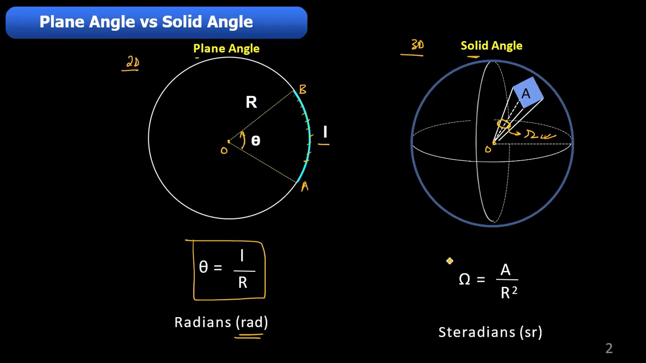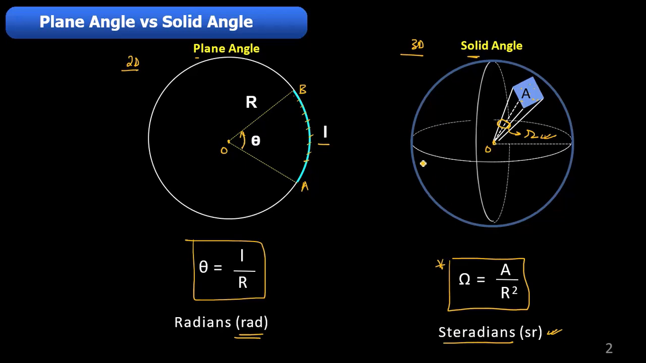The solid angle is defined as sigma, that is equal to A by R square. Now what is A? A is the area which has been observed from the point O, and all the points on A must be at the same radial distance R. Now the unit for this solid angle is basically steradian, abbreviated as sr. Okay, so this is the concept of solid angle.